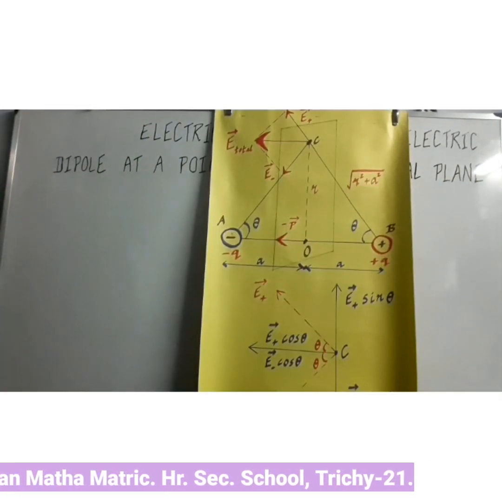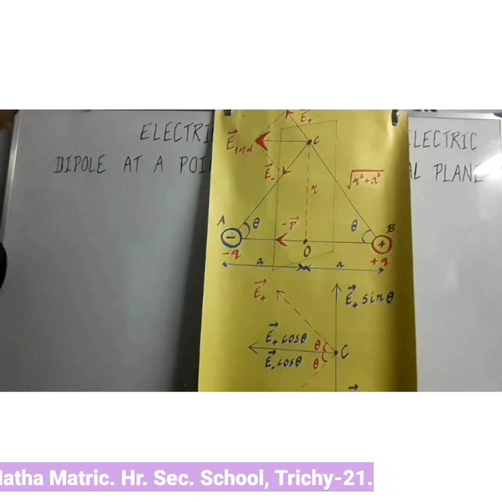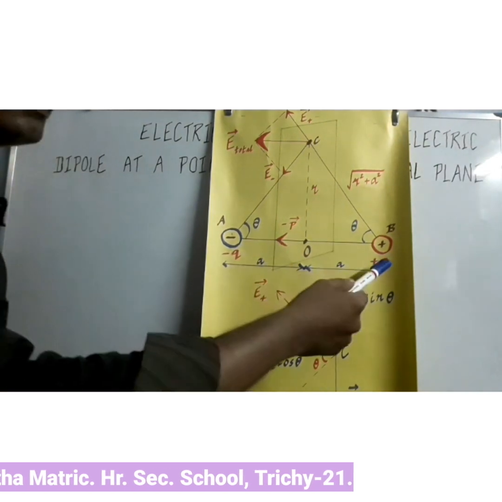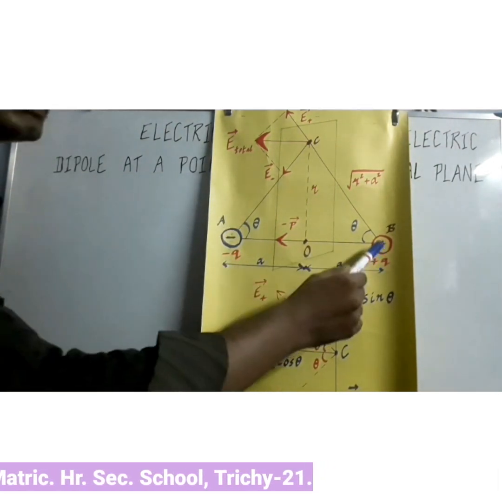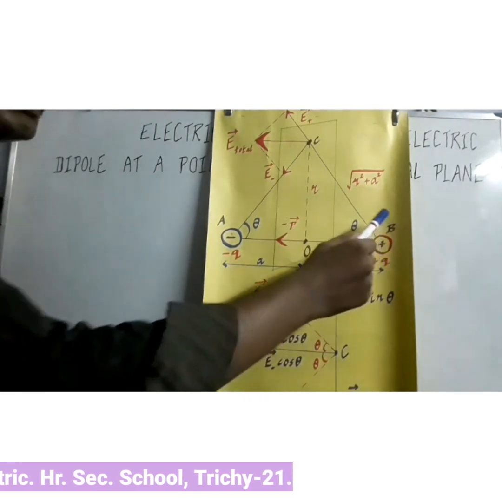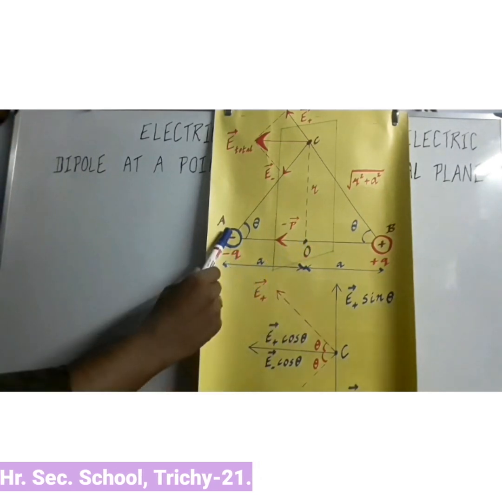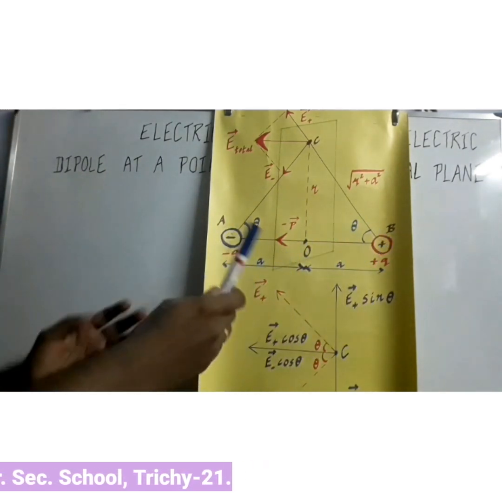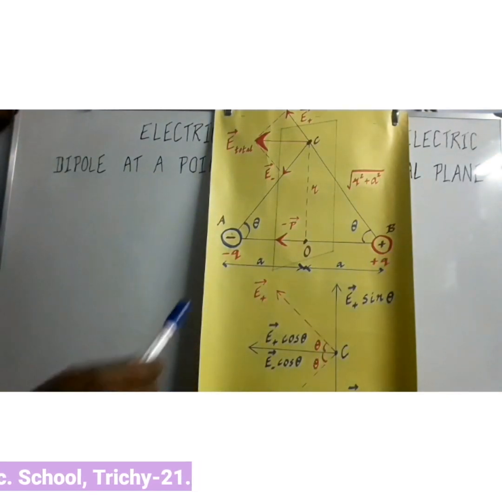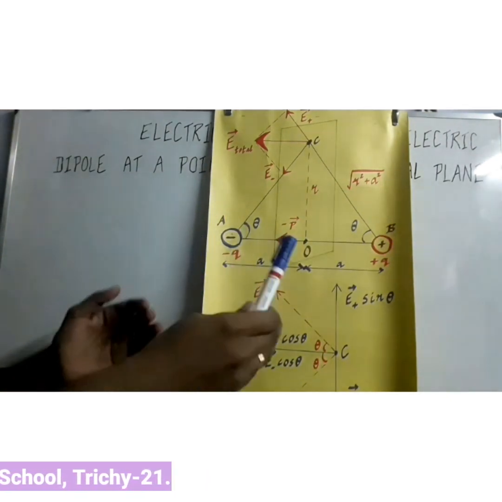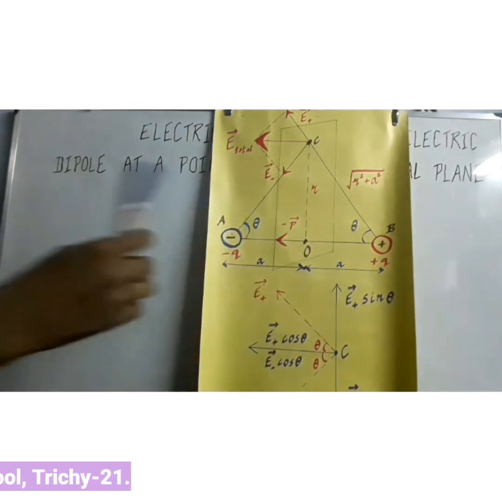Let us consider an electric dipole which is made up of two equal and opposite charges, minus q and plus q. The negative charge is placed at point A and the positive charge is placed at point B. The dipole has the midpoint O. The distance between A and B, that is between the negative charge and the positive charge, is 2a. So both the charges are at the same distance from the midpoint.